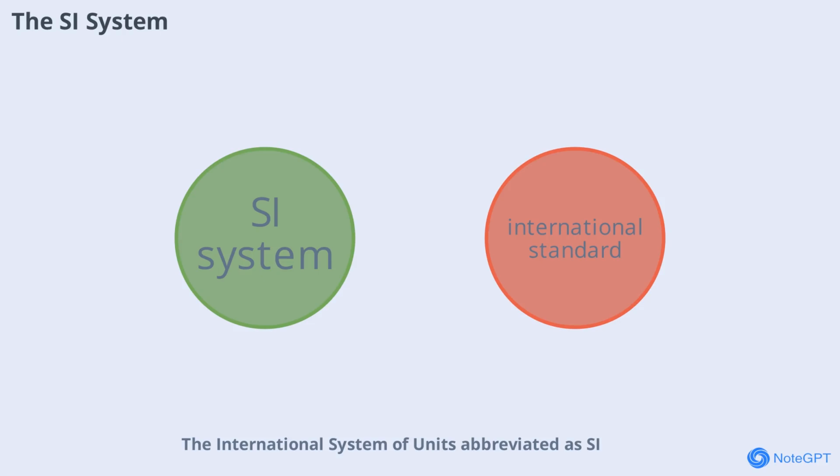The International System of Units, abbreviated as SI, is the globally accepted standard for measurement in science. It provides a consistent framework for defining and using units, making international collaboration possible. The SI system includes 7 base units and a set of prefixes to represent multiples and submultiples. This system simplifies scientific communication and ensures that measurements are understood the same way everywhere. Next, we'll look at the 7 SI base units in detail.